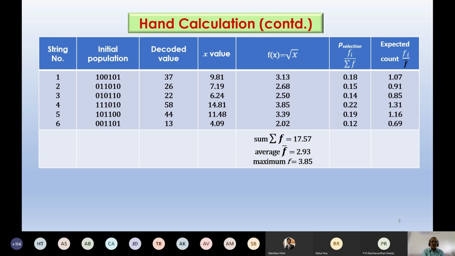For example, the decoded value for the first is 37. For the second, it is 26. For the third, it is 22. Fourth, 58. Then fifth, 44. Sixth, 30. I hope all of you are in a position to determine the decoded values for these binary strings.